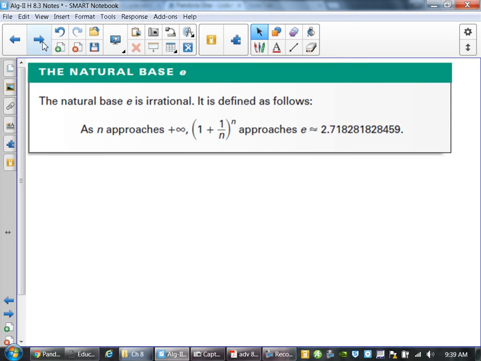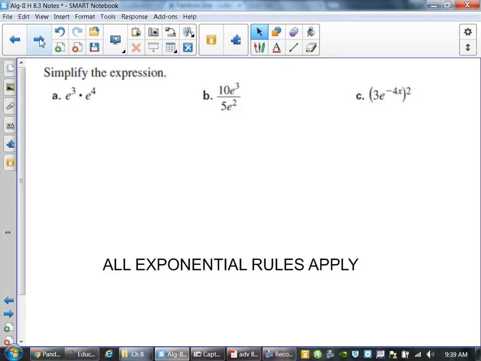So as we get into this, we get a lot of simplifying with e in it. e cubed times e to the fourth, what do you think it's going to equal? Done. That's it. All of your exponent rules still apply when it's e. You treat it the exact same way, because e is a number. If it was 2 cubed times 2 to the fourth, it'd be 2 to the 7th. So it's the same deal.